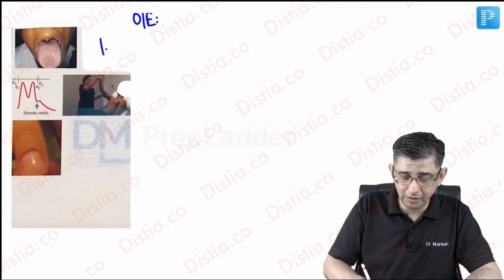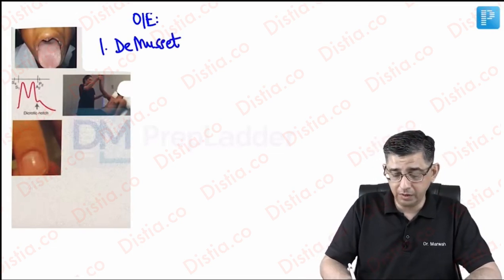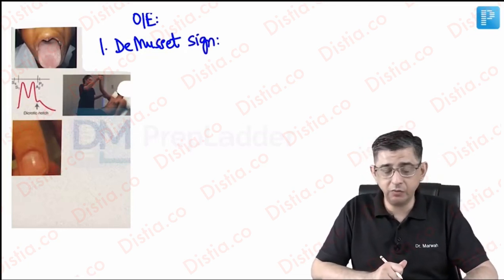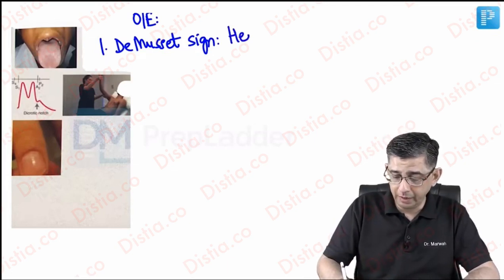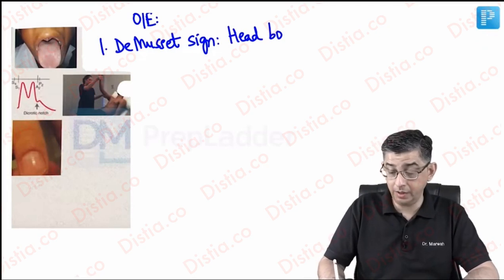So let's have a look at these classical names, because these are not only important from a final year exam perspective, but he can ask this in a competitive exam as well. So the first one that would come up is called De Musset's sign. This would be head bobbing. So I'm not saying head nodding, right? I'm saying head bobbing.